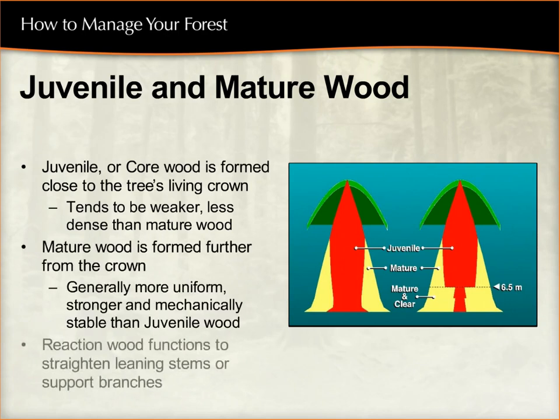Reaction wood functions to straighten leaning stems or support branches. Conifer reaction wood is called compression wood and is formed on the side of a stem under mechanical compression. Broadleaf trees form tension wood where the stem is under tension. As we will see, you can employ management strategies allowing you to manipulate the relative amounts of juvenile and mature wood as suits your goals and objectives.